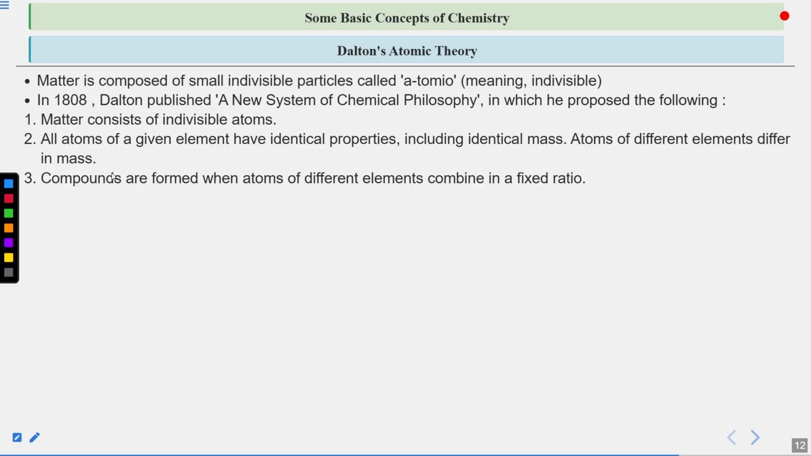Third is compounds are formed only when atoms of two different elements combine in a fixed ratio. So this was the drawback of Dalton's. Okay, now compound at that time was considered as molecule only, means the molecule term was not introduced at that time. Every combination was termed as compound, but later on the molecule concept came, and that concluded that the combination can result in compound and element both. So we have seen what are the molecules that come under these compounds.